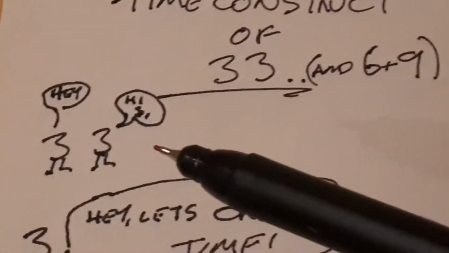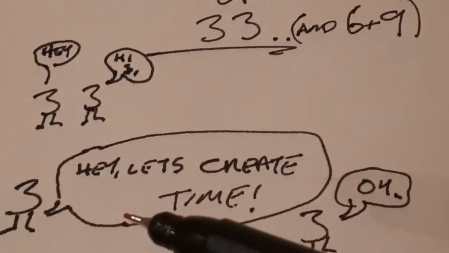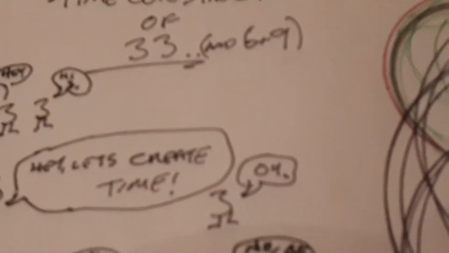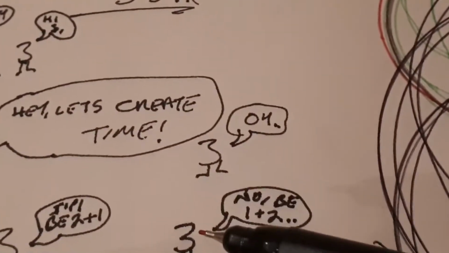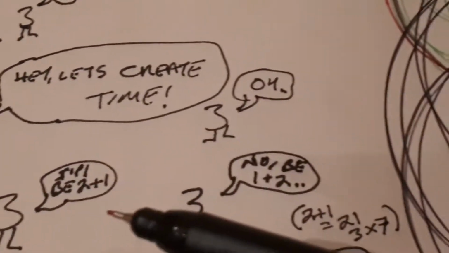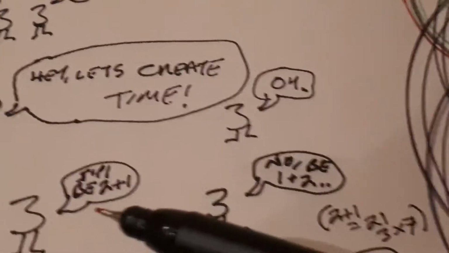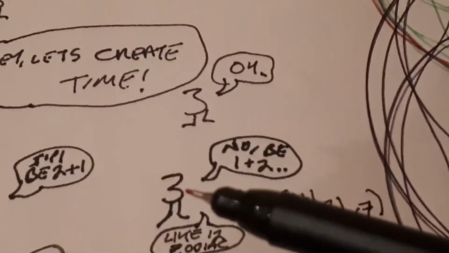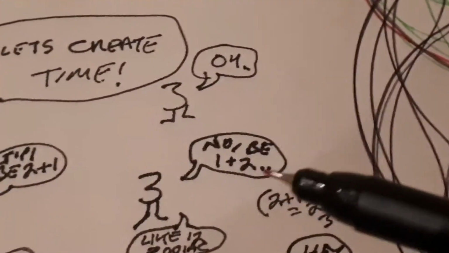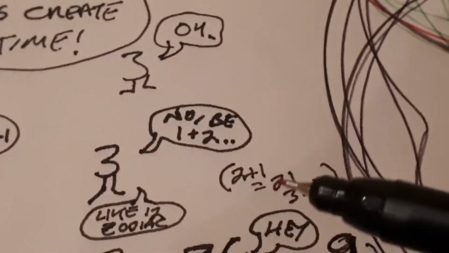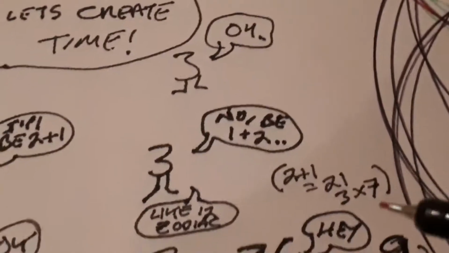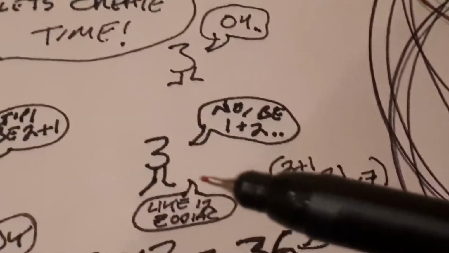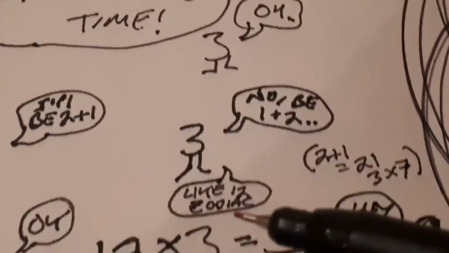So you've got a couple of 33s. One day, just getting a bit bored, thinking, hey, let's just do something different. Let's create some time. One of them says, okay, I'm 3, so I can be 2 plus 1. And the other one's like, nah, be 1 plus 2. 2 plus 1 is the 21, 3 sevens, so that's a different story altogether. So yeah, be 1 plus 2, 1, 2, like the zodiac.